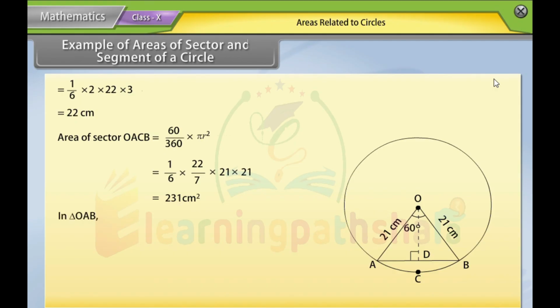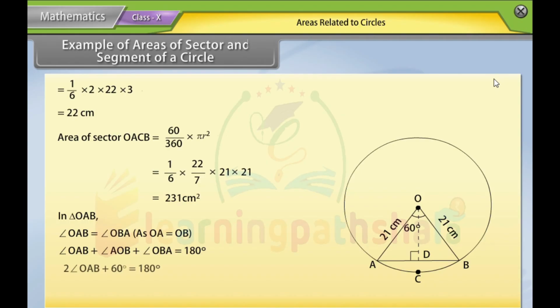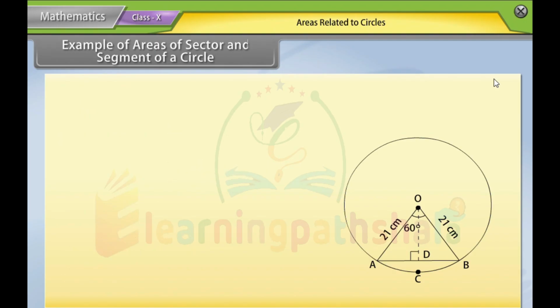In triangle OAB, angle OAB is equal to angle OBA, as OA is equal to OB. Angle OAB plus angle AOB plus angle OBA equals 180 degree. 2 into angle OAB plus 60 degree equals 180 degree. Angle OAB is equal to 60 degree. Therefore, triangle OAB is an equilateral triangle.